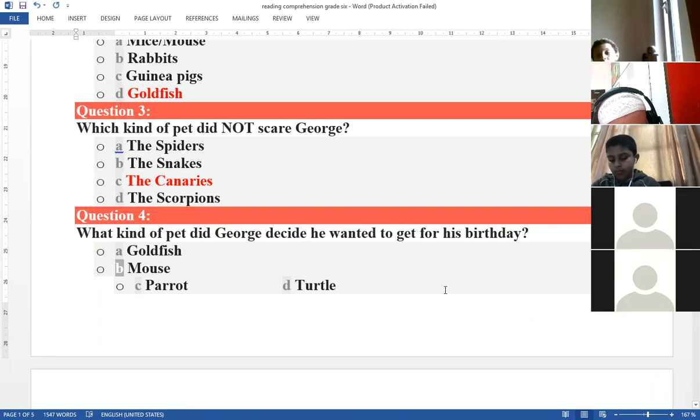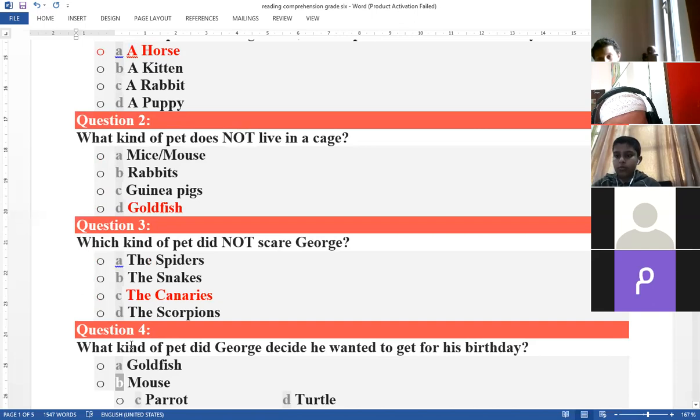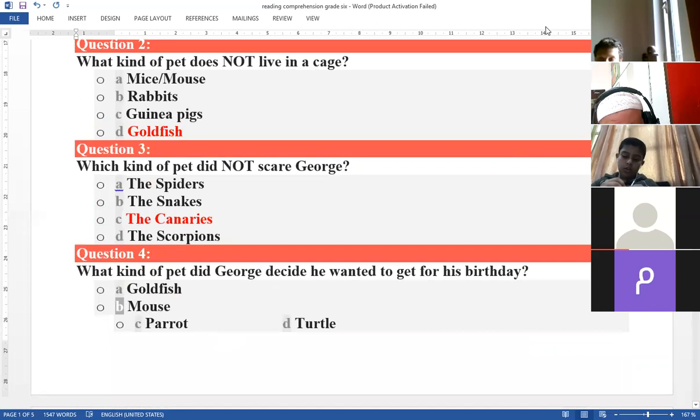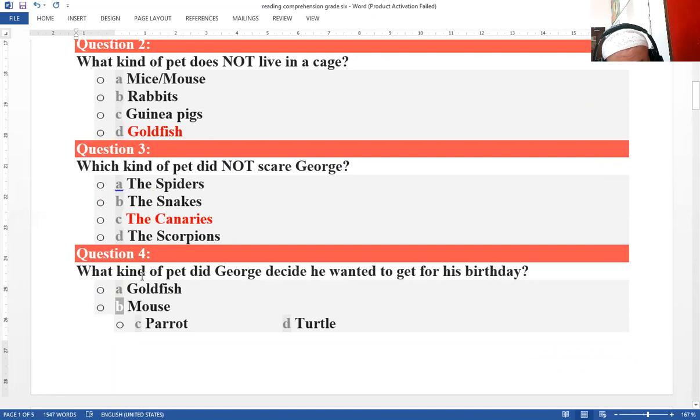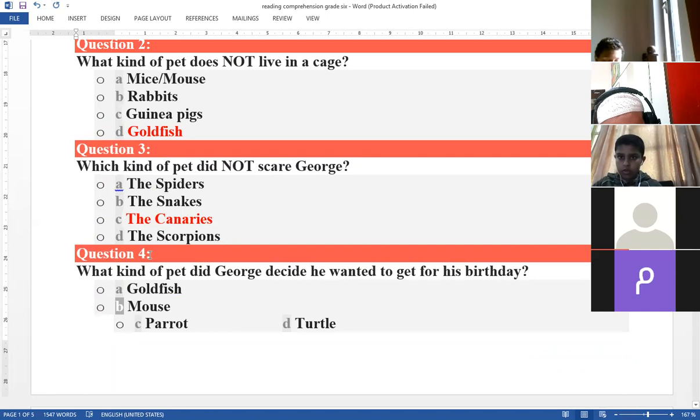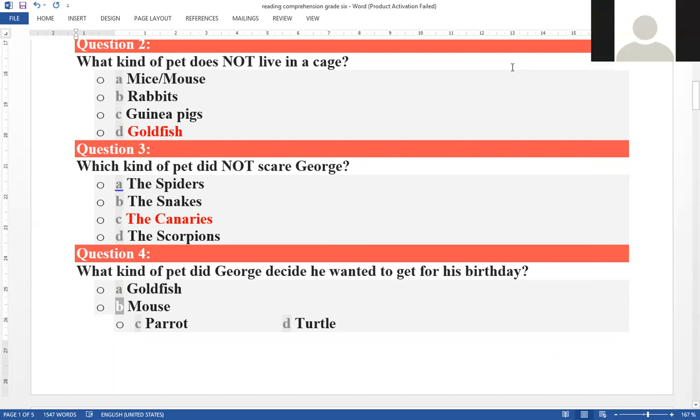Khalid Darwish. Yes, teacher. Khalid, now question number 4. What kind of pet did George read? Khalid, look here. Can you see my question here? Can you see my screen? Yeah, question 4. What kind of pet did George decide he wanted to get for his birthday? A goldfish, or a mouse, or a parrot, or a turtle? Now, which pet did he decide he wanted to get for his birthday?